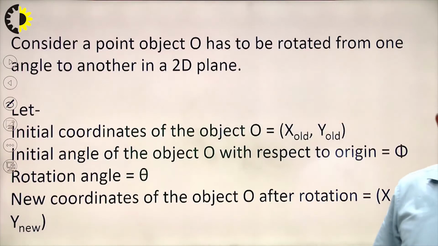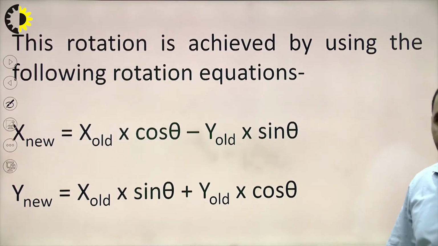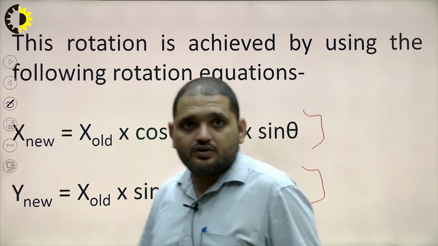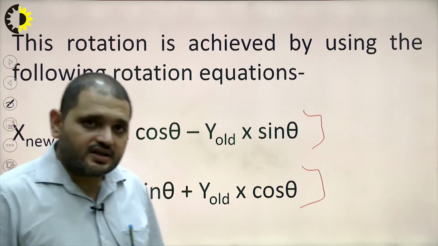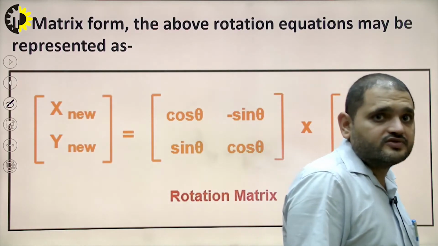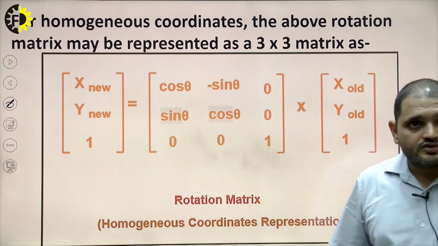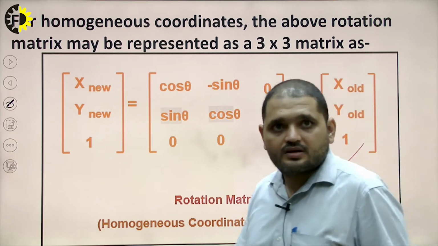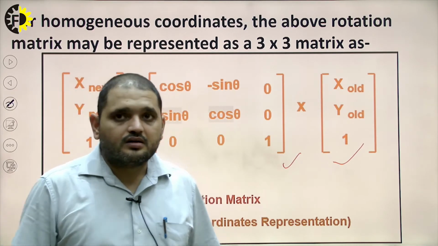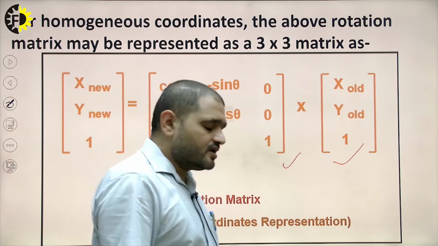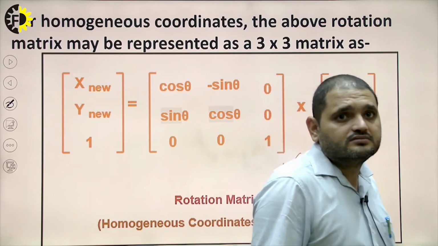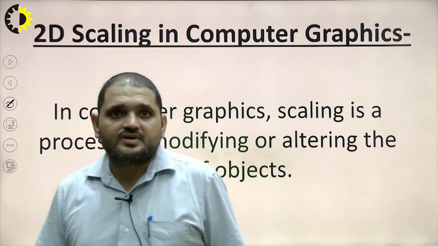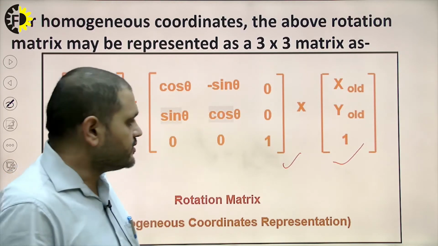So this is the equation which we have taken out, x new and y new, and we can write this equation in matrix form, which will be like this in 2D. It can also be written another way, in x y 1 form, and we can change the orientation definitely. Now we can do some numericals on this.